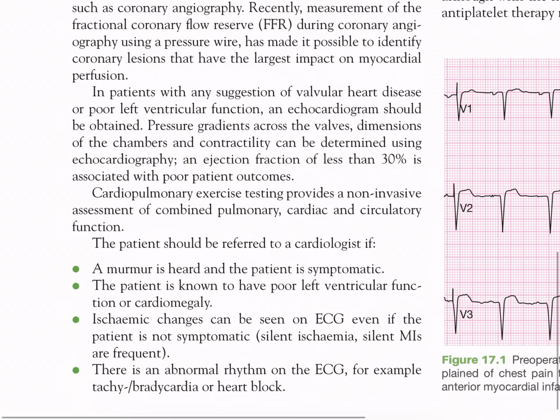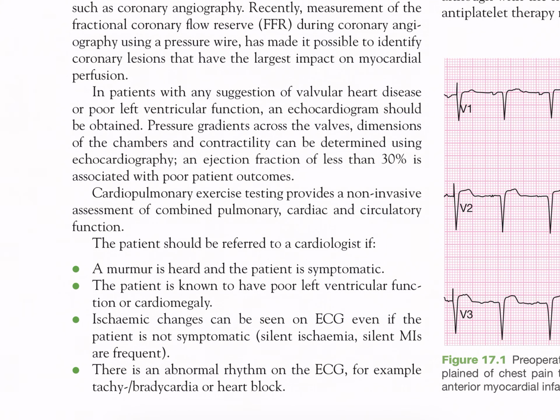In patients with any suggestion of valvular heart disease or poor left ventricular function, an echocardiogram should be obtained. Pressure gradients across the valves, dimension of the chambers, and contractility can be determined using echocardiography. An ejection fraction of less than 30% is associated with poor patient outcomes. Cardiopulmonary exercise testing provides a non-invasive assessment of combined pulmonary, cardiac, and circulatory function.